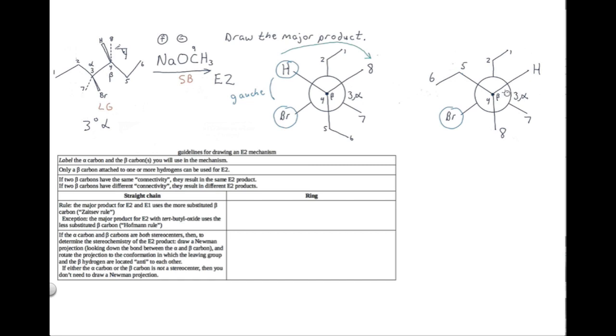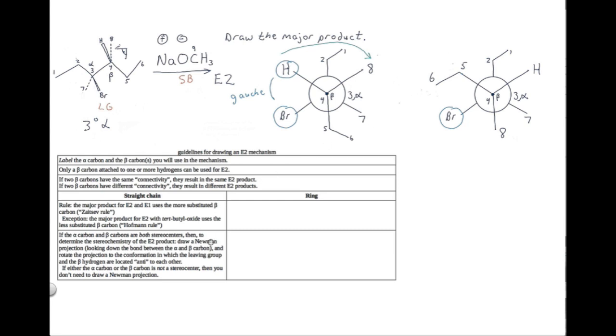But that is legal. We know that there is free rotation around a single bond in a straight chain. This is a single bond in a straight chain, so we know there's free rotation around this bond. So there's nothing to prevent us from rotating this hydrogen over to this position. And that's the whole purpose of the Newman projection. The Newman projection is just an easier way to rotate around a single bond.